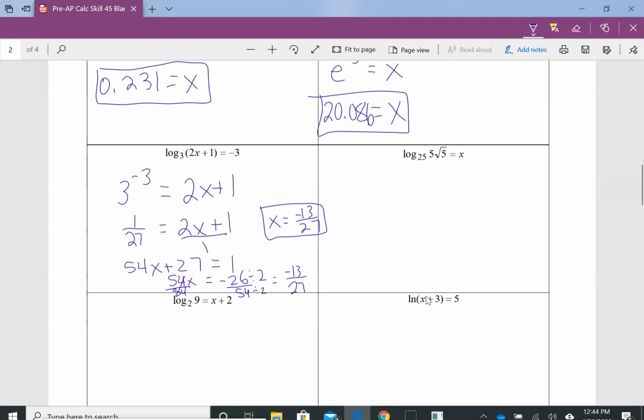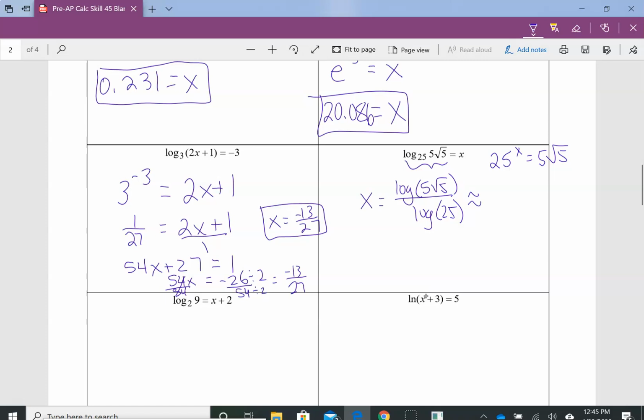All right, the next one, log base 20. So this is saying, this one's a little bit different. This one is saying 25 to the x equals 5 radical 5. Okay, so for this one, the method that we just did isn't going to be helpful. What I am going to do is think of this as log of 5 radical 5 divided by log 25. And we'll let the calculator do this.